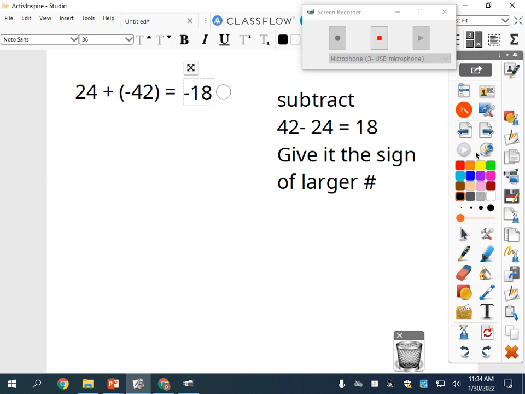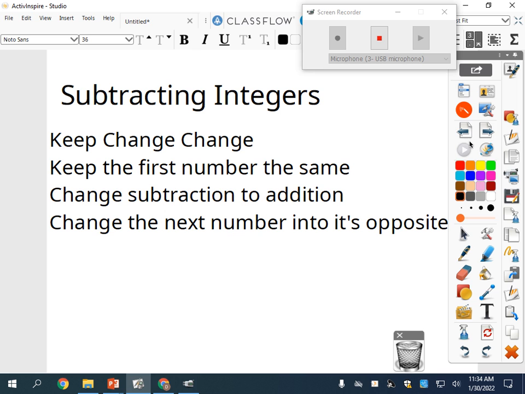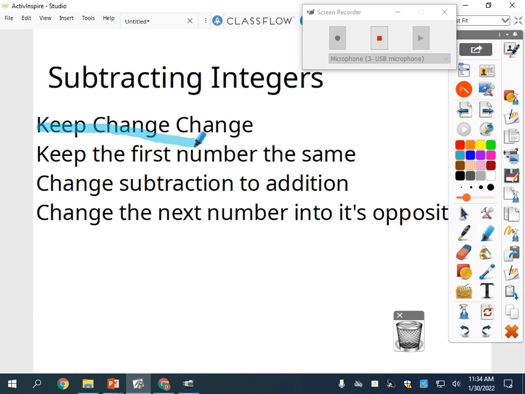Now with that being said, let's move on to subtracting integers, because guess what? You're not subtracting integers. Never, ever. Instead, you're going to keep, change. Remember? I don't know if I sang this song to you, but it's a popular song, backed by demand. Here it is. You're going to keep, change.